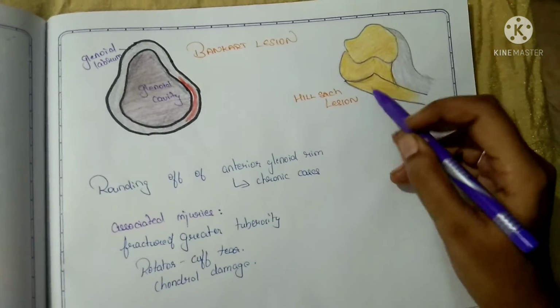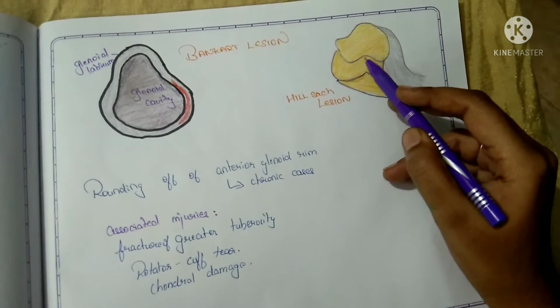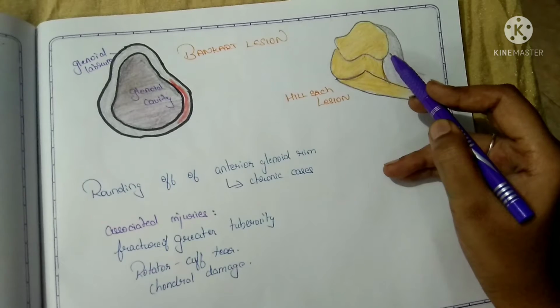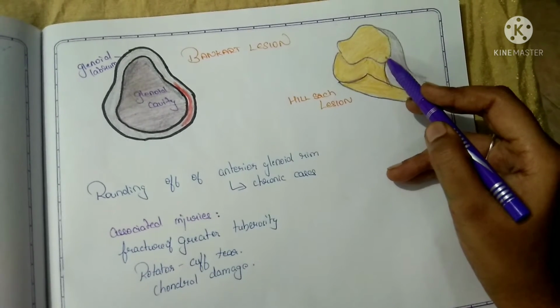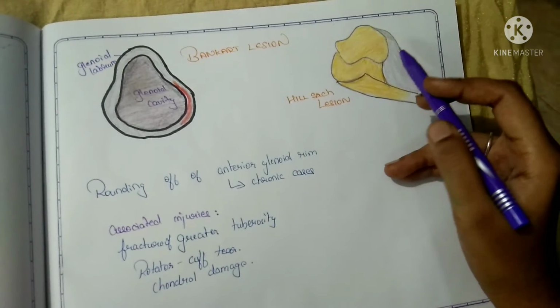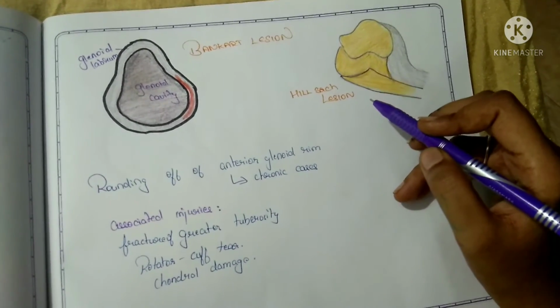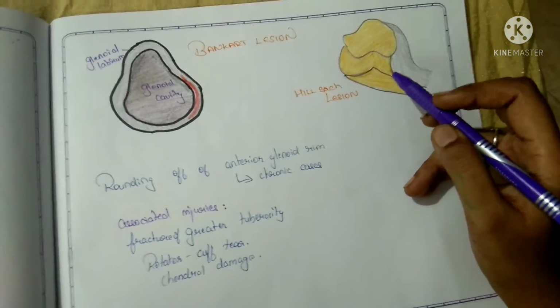The next is the Hill-Sachs lesion. Here there is a depression in the humeral head in the posterior lateral aspect. This is caused because of the hit or the strike on the humeral head by the glenoid cavity. Hill-Sachs lesion is a depression on the humeral head in the posterior lateral aspect.